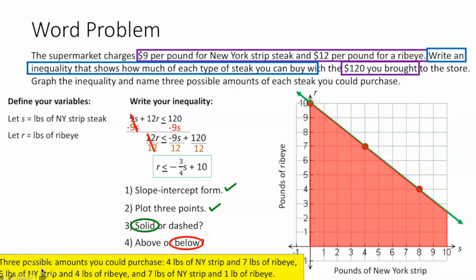What about 5 pounds of New York strip and 4 pounds of ribeye? So 5, 4. Yeah, that's in the region. That would work. And then 7, 1. Yeah, that would also work. That would all be less than the $120 I brought, so it would all work out. Perfect.